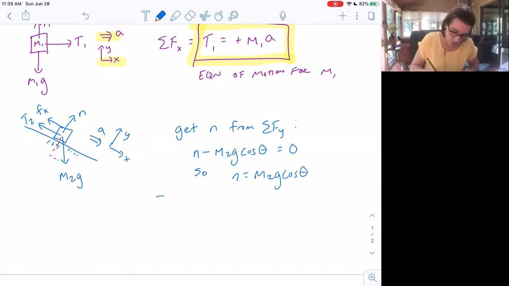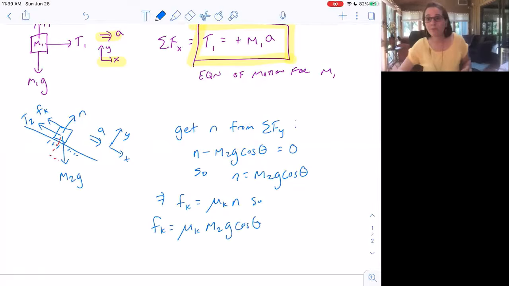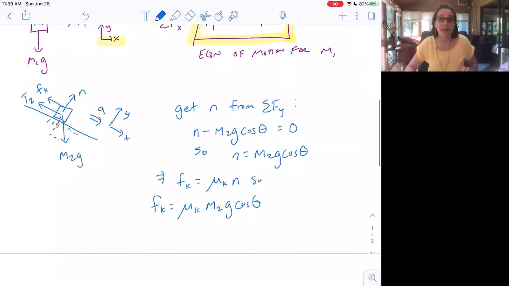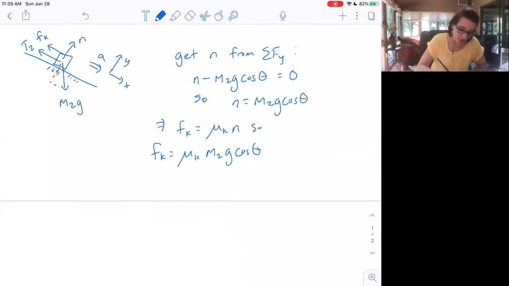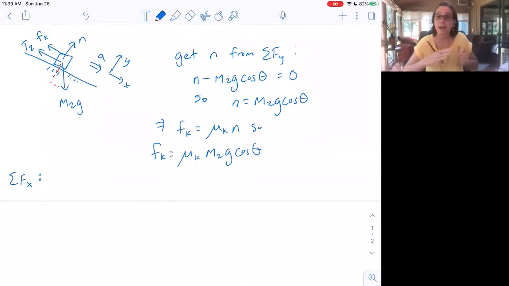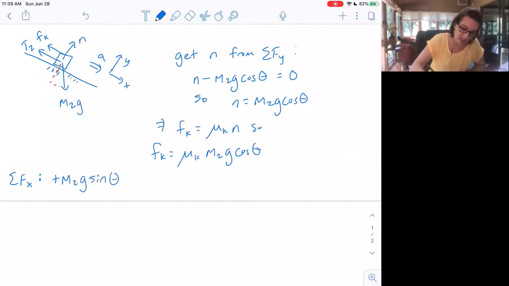Great. And so then remember that f sub k equals mu sub k n. So f sub k equals mu sub k m2g cosine theta. All right, so now I'm ready to write out my equation of motion for this in the x direction. The sum of forces in x: I only have one component of a force along the positive x direction, and that's going to be the component of the weight down the ramp. So I'm going to have positive m2g sine theta. That's this component of the weight down the ramp.